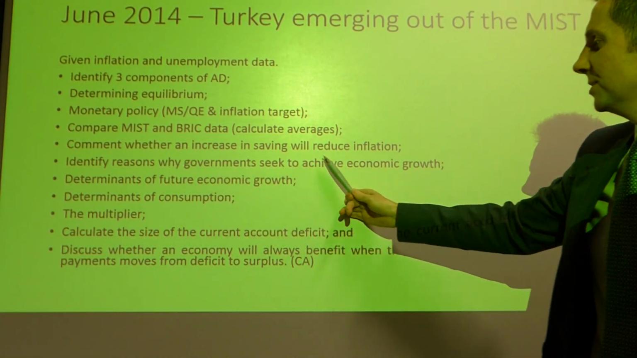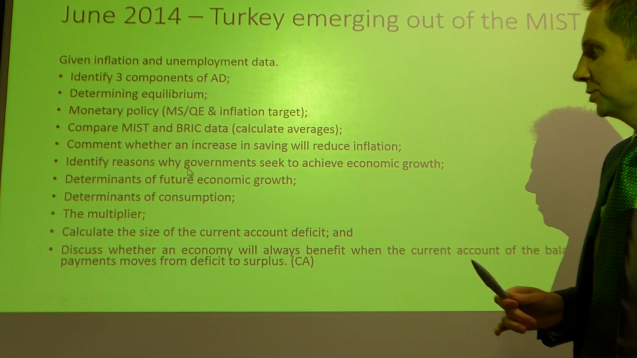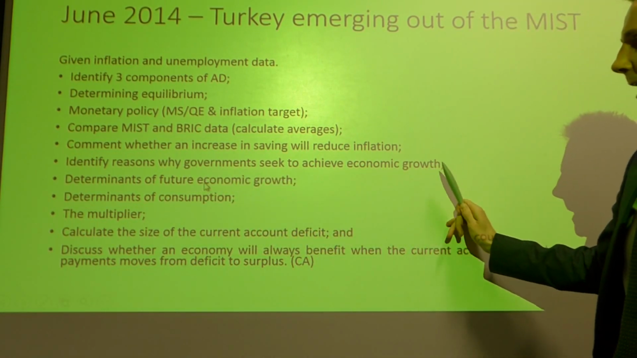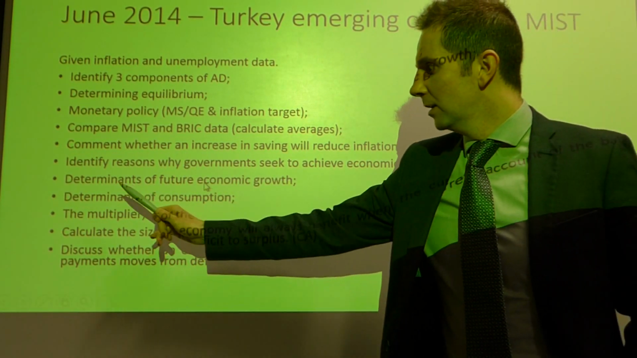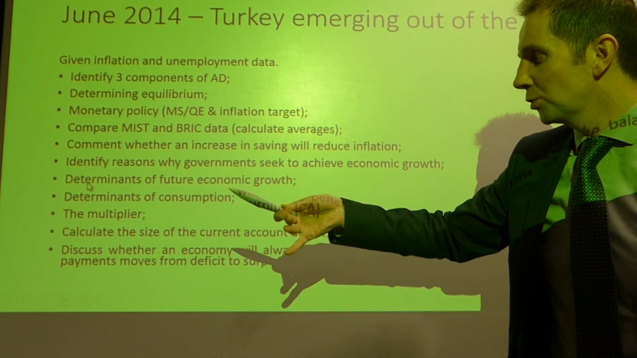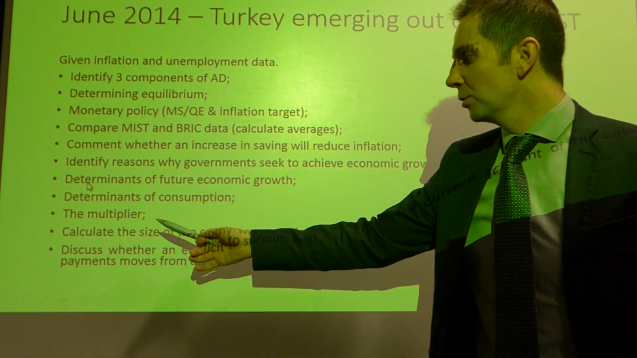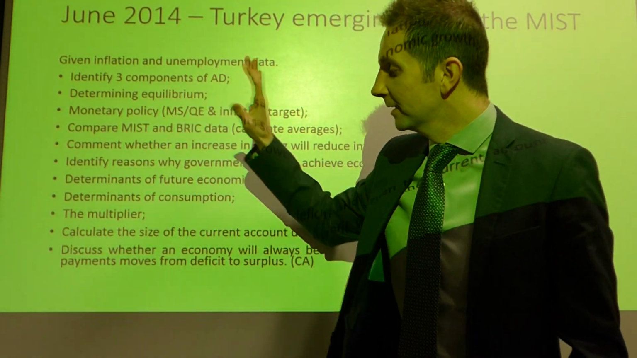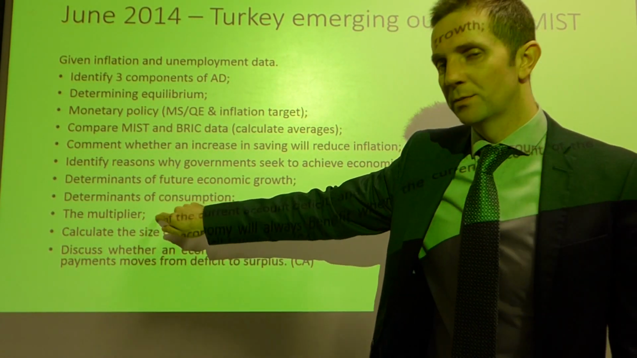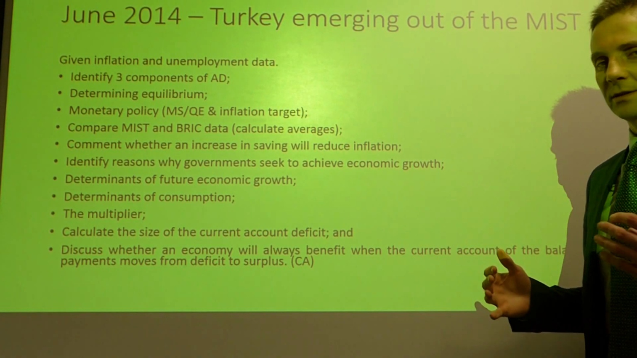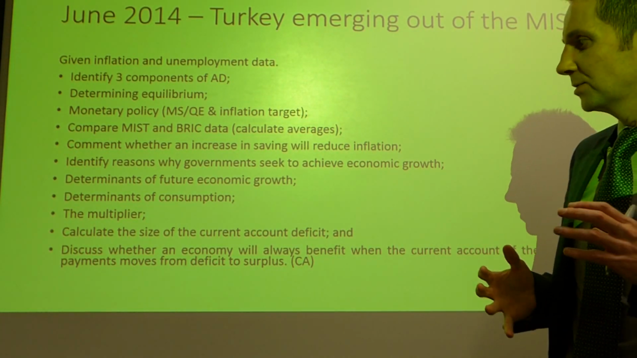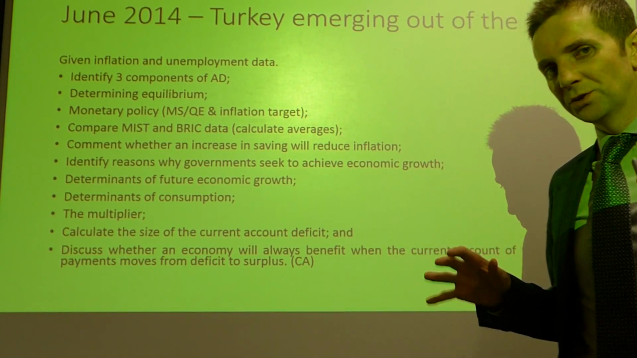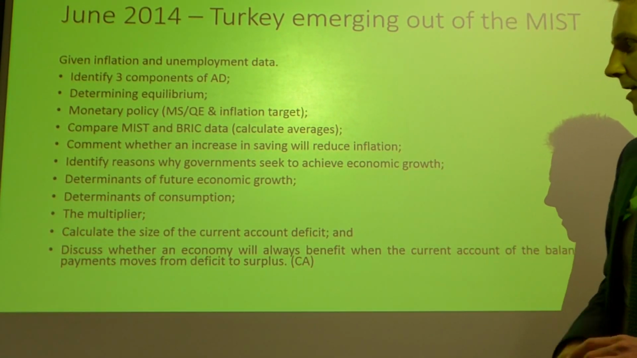Comment on whether an increase in saving will reduce inflation. Identify reasons why governments seek to achieve economic growth. Identify determinants of future economic growth, determinants of consumption, the multiplier. I remember marking this paper actually, and this question about the multiplier was very badly done, when it's a lovely topic actually, the multiplier, so get stuck into that. Know a little bit more, I would say, than just what's in the textbook.